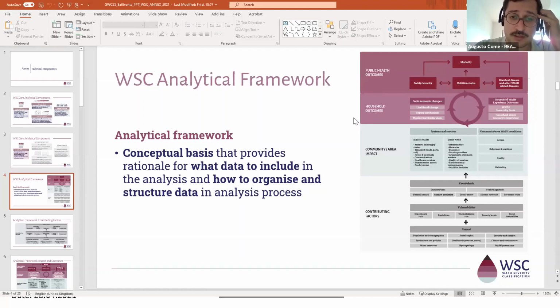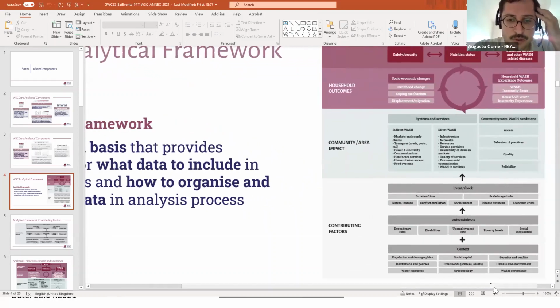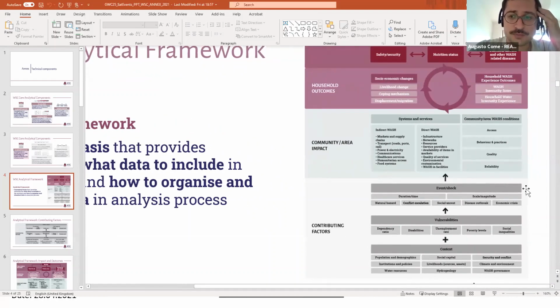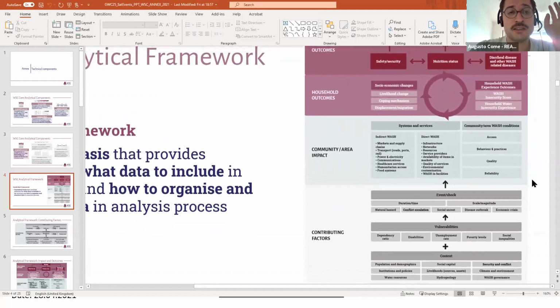Then we zoom out, and from the household perspective, we go to the community or area level, where we look more at systems and services, including markets and so on. And then at the contributing factors, where we look at the impact or the event or the shocks that cause the situation, but also more broadly at vulnerabilities and the context, including meteorological data, environmental data, legal services, how the WASH governance works, etc. So yeah, the first main difference is this one.